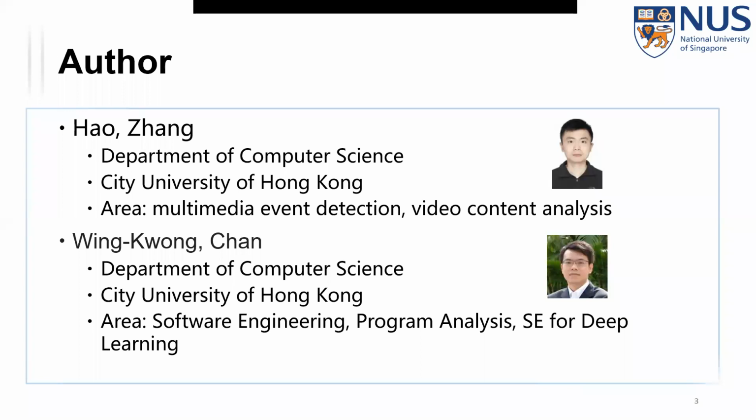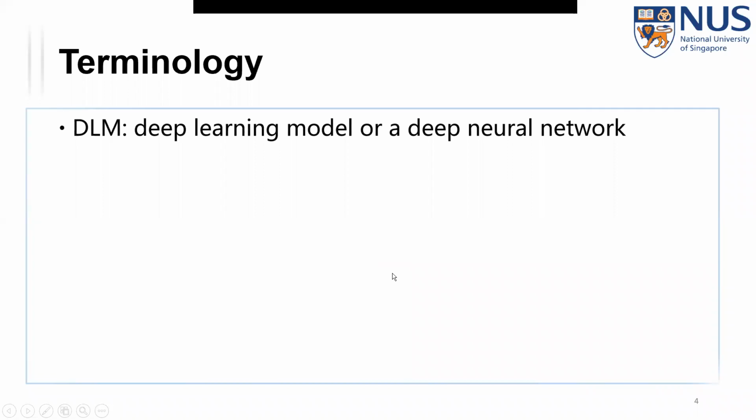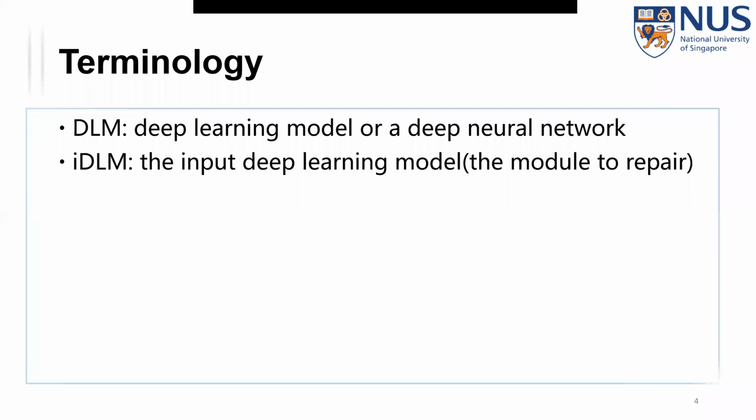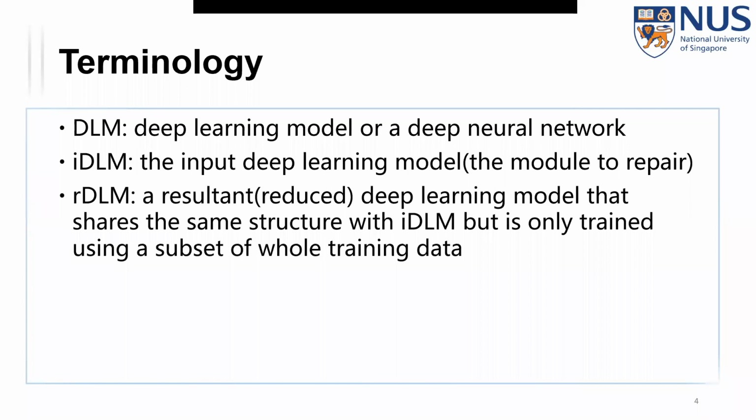And the terminology is actually very basic. DLM is the short term for deep learning model, which just stands for a deep neural network. And IDLM is the input deep learning model. It's not module, it's the model to repair. So RDLM is the resultant reduced deep learning model that shares the same structure with IDLM, but is only trained using a subset of the whole training data set.